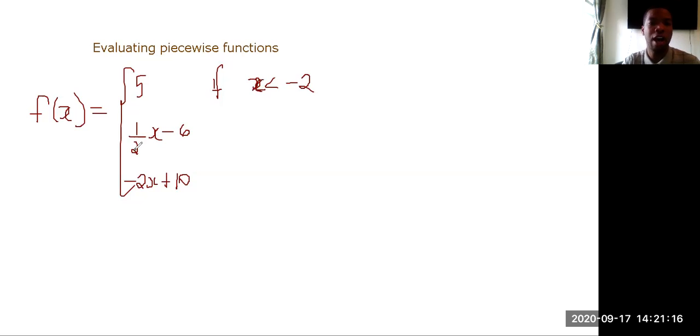It's equal to half x minus 6 if x is greater than or equal to -2 and less than or equal to 6. It's equal to -2x plus 10 if x is greater than 6.